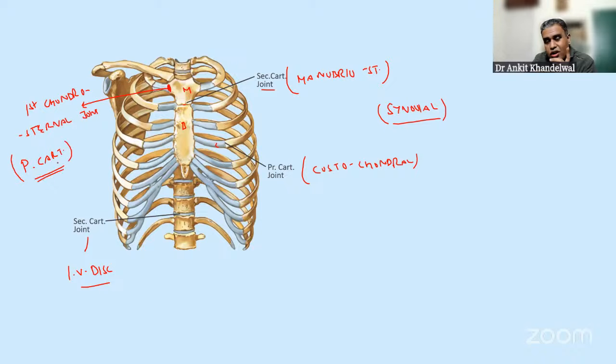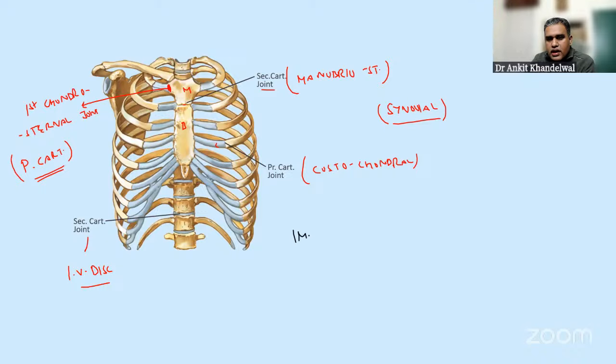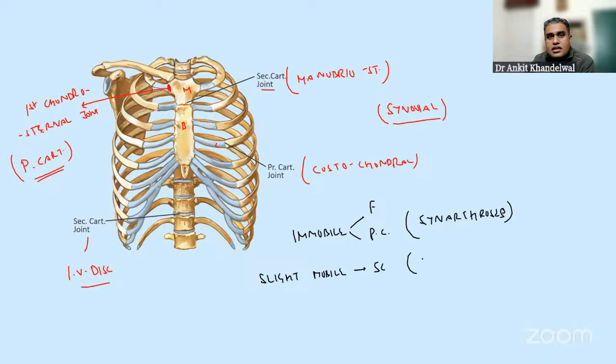Why? Because they are not mobile. You should remember this. Again, I'm repeating this because that's an important point you should not miss. Immobile joints which don't move are basically fibrous or primary cartilaginous. Immobile is also known as synarthrosis. One more terminology, synarthrosis. Then slightly mobile. It is normally your secondary cartilaginous, so it is known as amphiarthrosis. Remember amphibians, both in land and water. It is amphiarthrosis.